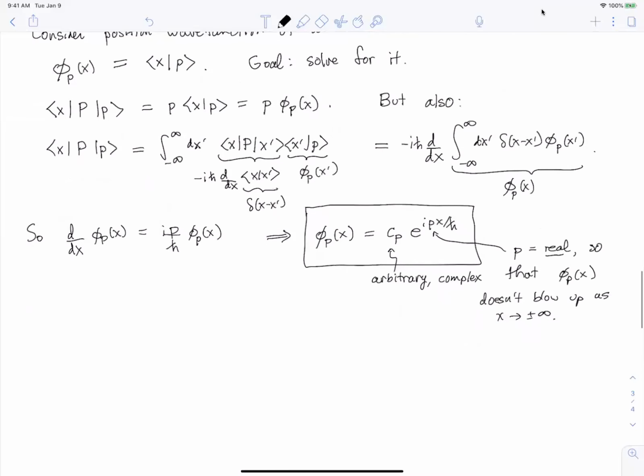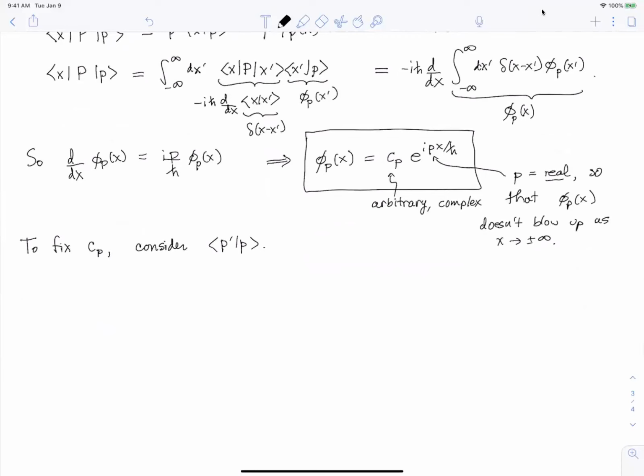So even though this constant c sub p is arbitrary, we can still solve for it if we demand that this wave function be normalized. And so to fix what c sub p is, we're going to consider the inner product of p prime with p for possibly two different momenta. Okay, so let's just do that.